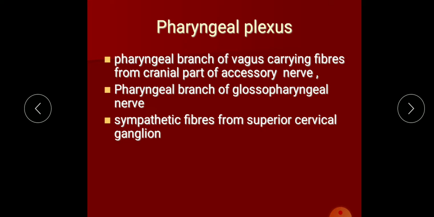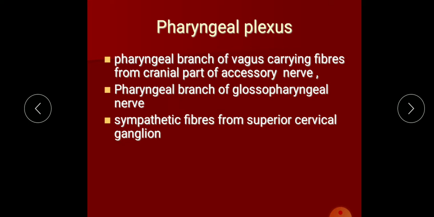Out of this, the most important one is the pharyngeal branch of the vagus, which carries fibers from the cranial part of the accessory nerve, along with the pharyngeal branch coming from the glossopharyngeal nerve, along with the contribution from the sympathetic chain. So now you are able to remember what the pharyngeal plexus is, and how the muscles of the pharynx get their nerve supply.